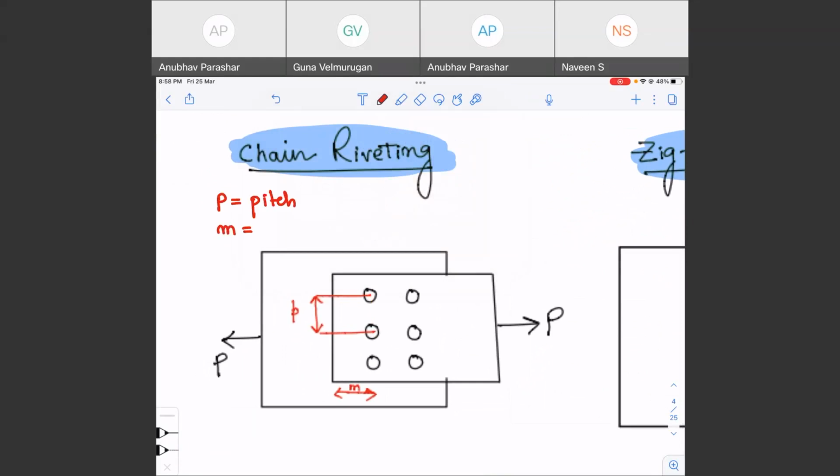What is M? M is called margin. What do I mean by margin? Margin means the distance of the last rivet and the end of the plate. You can see the distance between the last rivet and the end of the plate is called margin. Generally, the value of margin will be M is equal to 1.5 times D, where D is diameter of rivet.